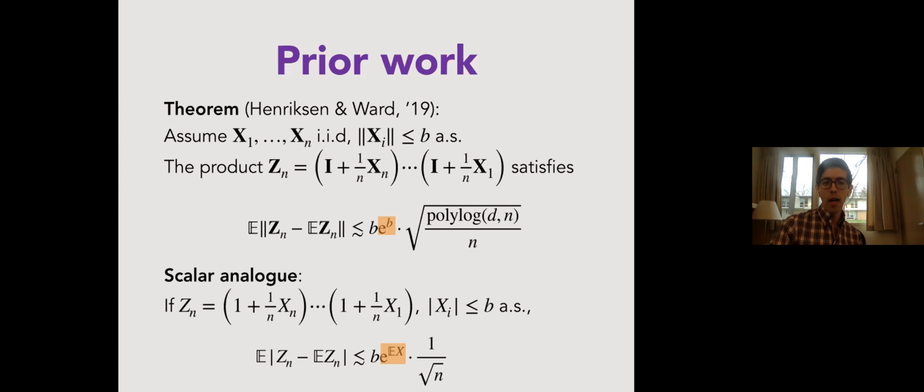If I form a product that looks exactly the same, except now I'm dealing with bounded scalar random variables, the concentration, the expectation that one gets looks exactly the same, except e to the b is replaced by e to the expectation of x. In other words, you replace the worst case bound by the typical size of each of the individual random variables. And so this is the question that motivated our work. Is it possible to change this e to the b into something that scales like the expectation of the matrices rather than their worst case bound?